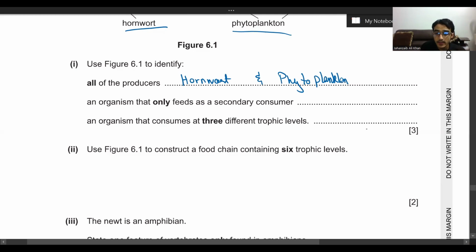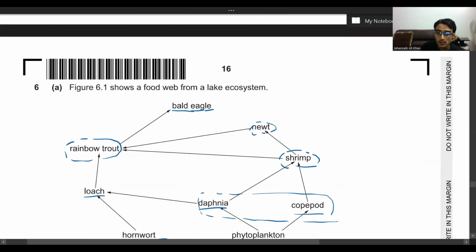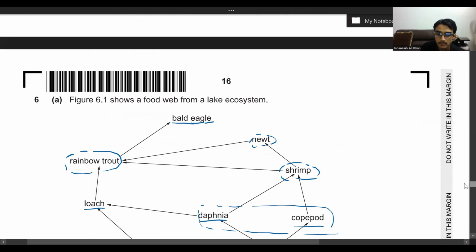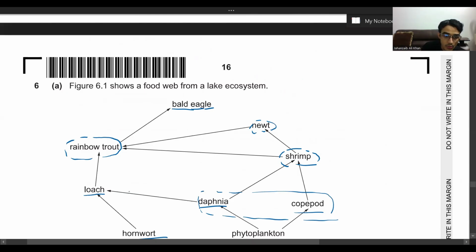Only if it is a secondary consumer. Okay. If you look here, you'll see that the loach feeds as a primary consumer on the hornwort, and it also feeds as a secondary consumer on daphnia. So this is not our answer. Rainbow trout feeds as a secondary consumer and also as a tertiary consumer here, right? So not rainbow trout either.